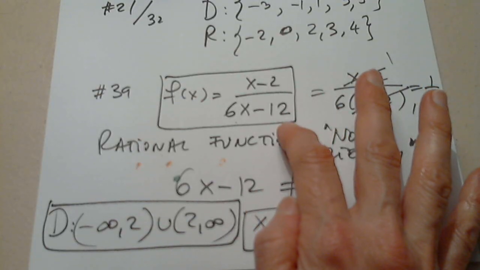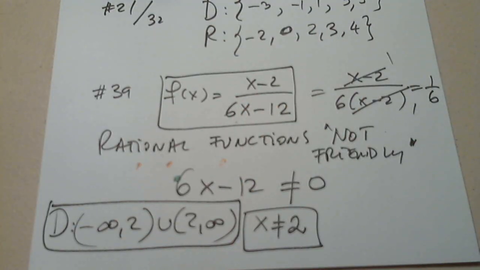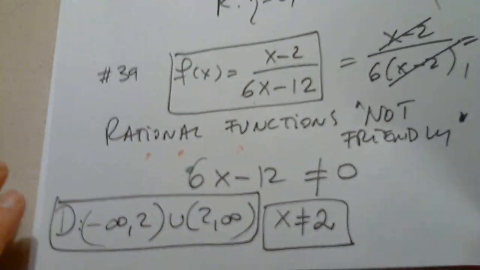So division by 0 we know is undefined. The denominator cannot be 0. If the denominator is 0, the function does not exist. Any questions? And this is the way we write anything but 2. Good. So this is a rational function. Any questions? So please remember, rational functions cannot have 0 in the denominator.